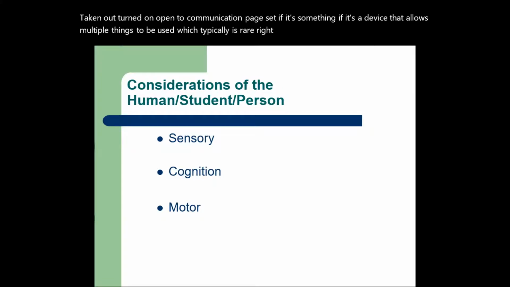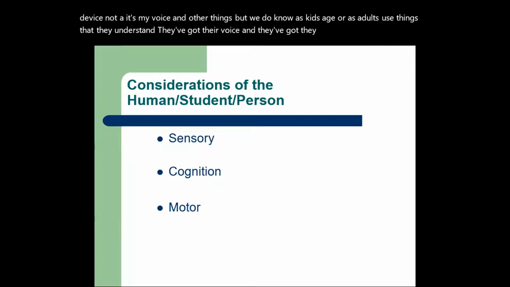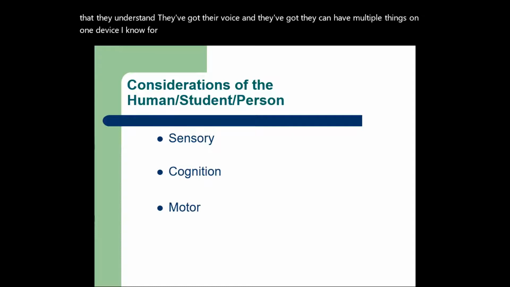Normally we try to do it's my voice device, not it's my voice and other things, but we do know as kids age or as adults use things that they understand, they've got their voice and they can have multiple things on one device. I know for our youngers, we tend to avoid that.